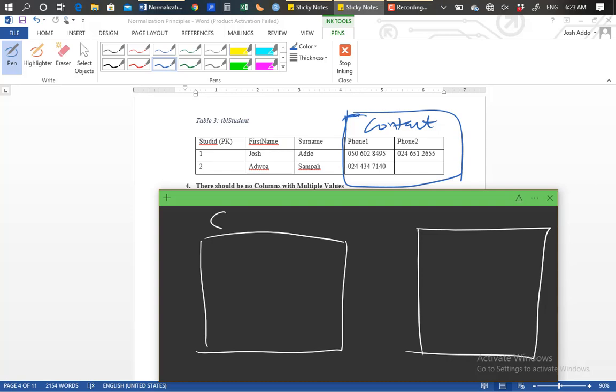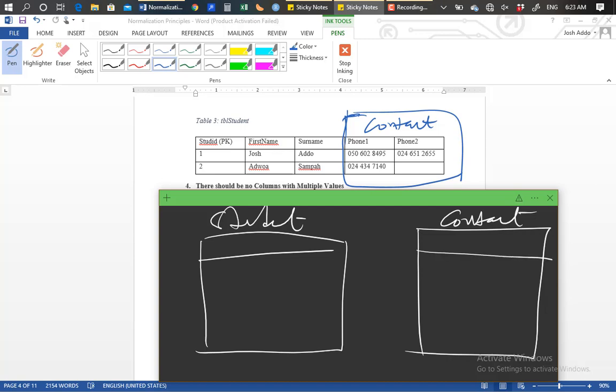This table is called student. So it means it's going to store student specific data. And this one is contacts, which is going to store the phone plus any other data which is contacts, if you want to add that.